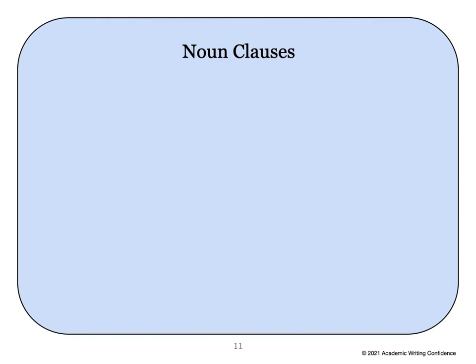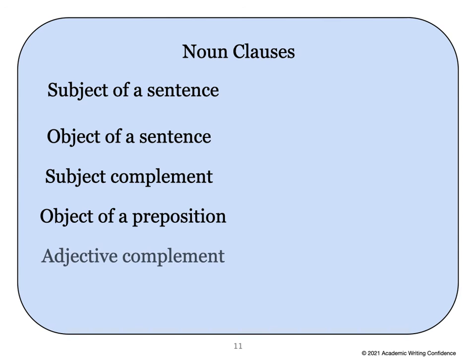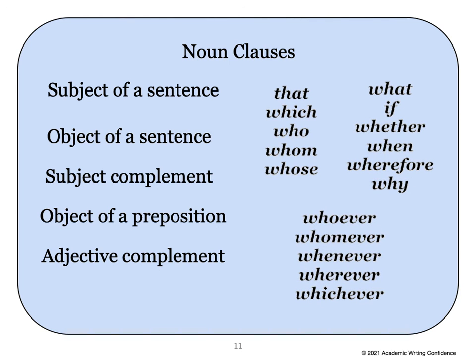So these are the different ways that we can use noun clauses. As the subject of a sentence, the object of a sentence, the subject complement, the object of a preposition, and the adjective complement. And all of these words can be used as the conjunction to form a noun clause.